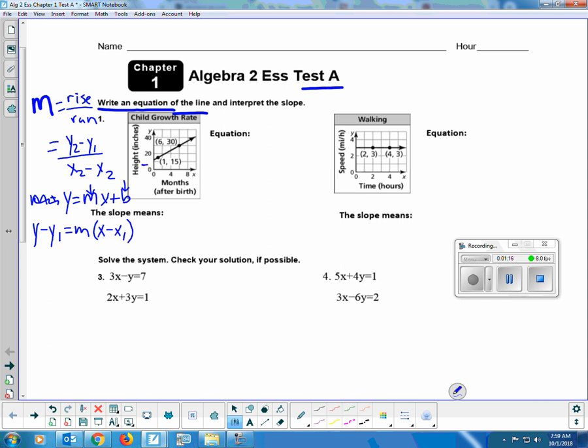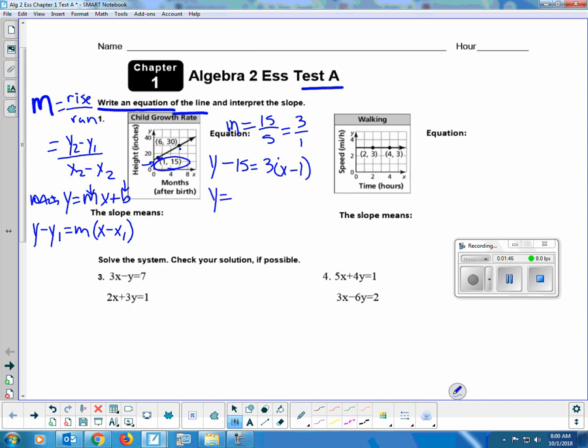So the intercept's a little tricky to find, but I can easily find the slope. From this point to this point, if I look at the y's, because that's the rise, it looks like it goes up 15 and over 5, so the slope would be 3 over 1. I don't know the b, so I'm going to plug in y minus, and you can pick either point. y minus 15 equals 3 times x minus 1.